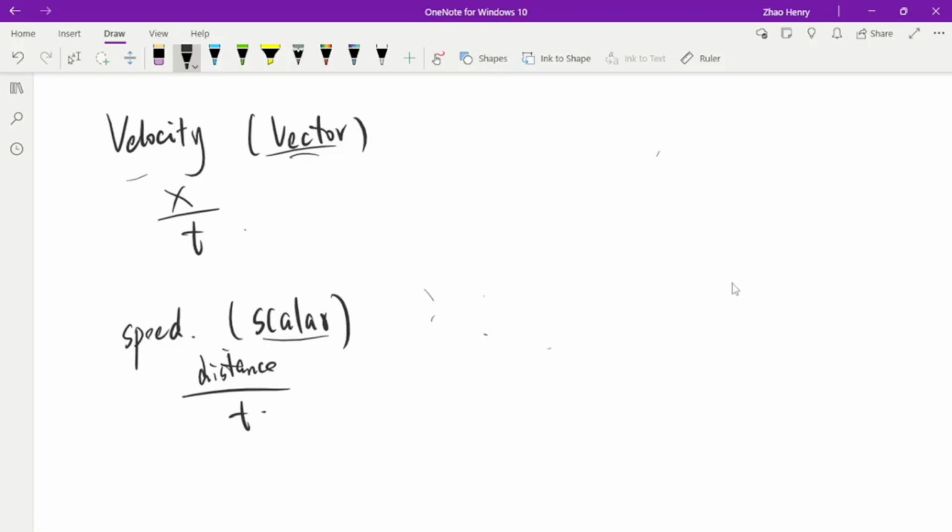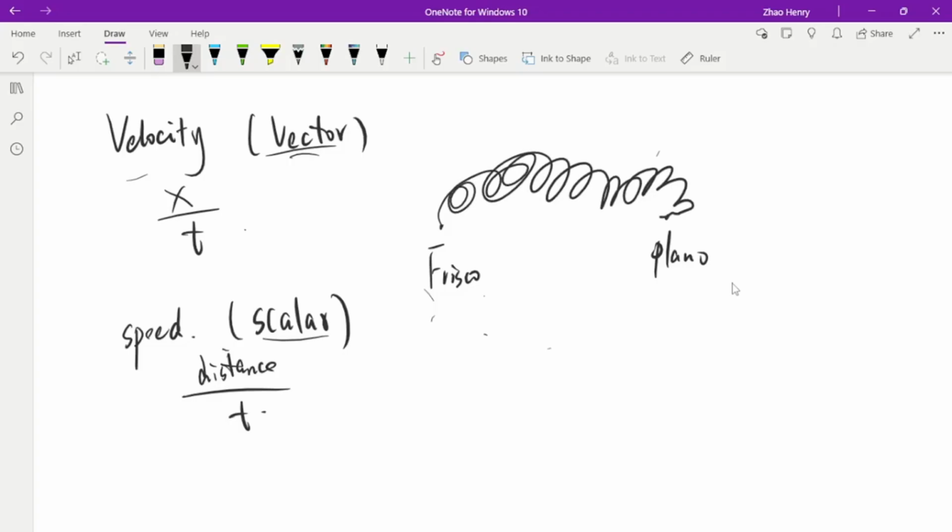Let me give you an example in a very easy way. This is Frisco. This is Plano. You decide to travel from Frisco to Plano in a pathway like this. Oh, how fun. Your speed is the distance it travels, the distance described here, over the time you took to travel from Frisco to Plano in this pathway. So your speed is just your distance over this t.